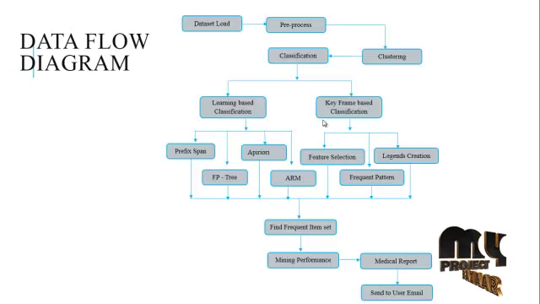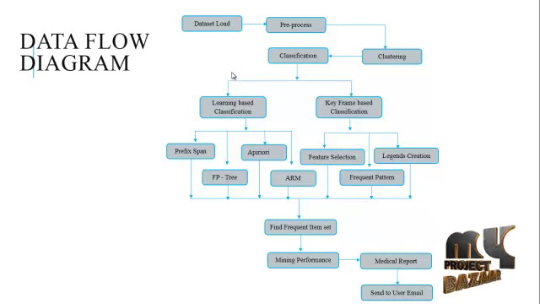This is the data flow diagram for the Internet of Things process to the data mining. The first step is the dataset load. Here we are using two different types of datasets: one is the adult dataset, and the other is the diabetic or cancer dataset, the medical dataset. These two types of dataset will be processed.